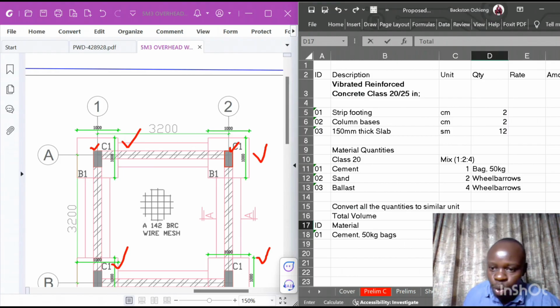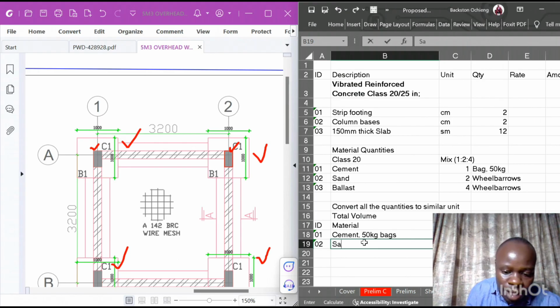Then I'm going to look at the total bags. I have 6 bags per cubic meter times the total cubic meters we are dealing with, which is 6. So that means I'll need 36 bags of cement in that case. Then the next item I'm going to look at is sand.